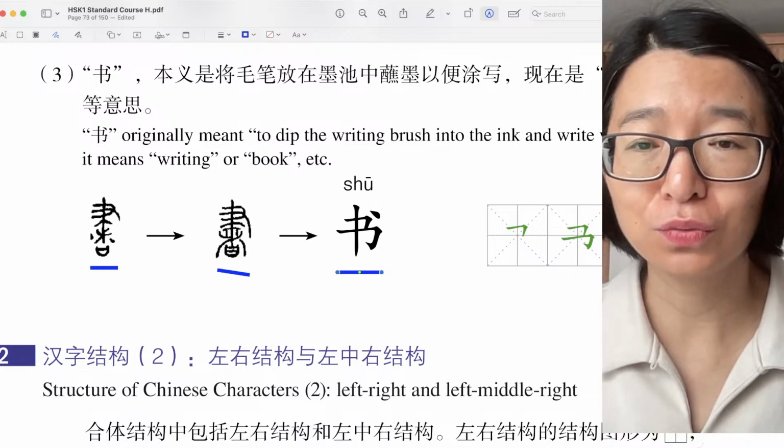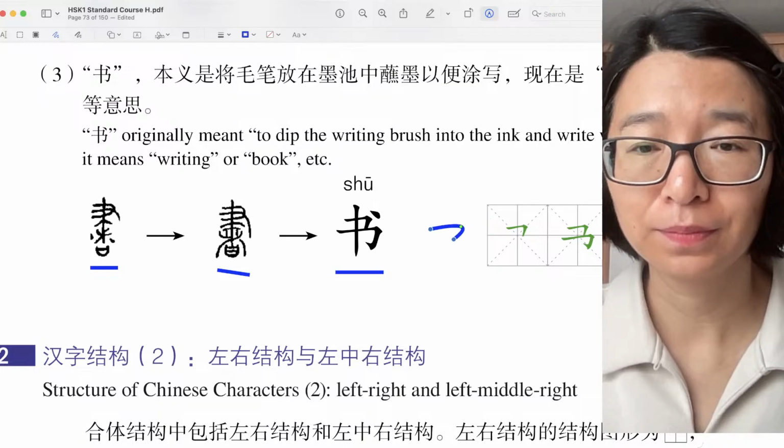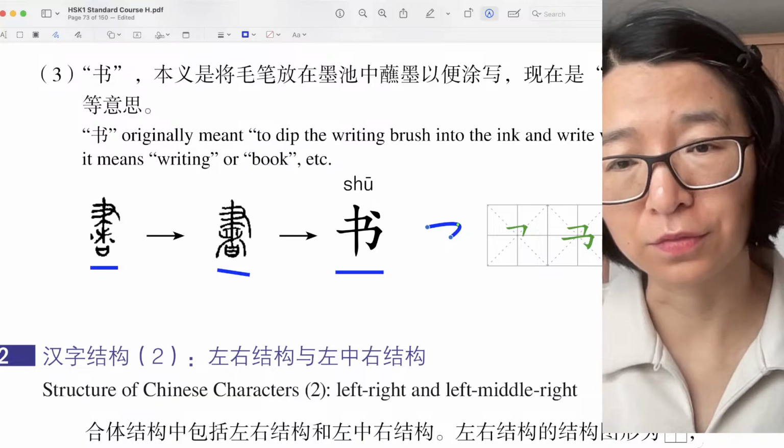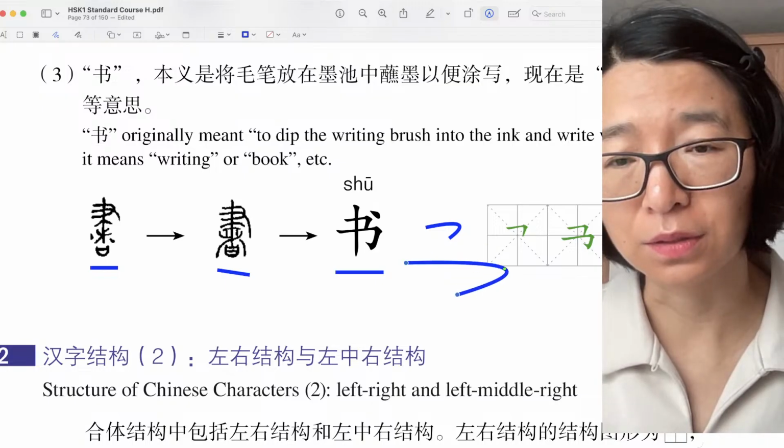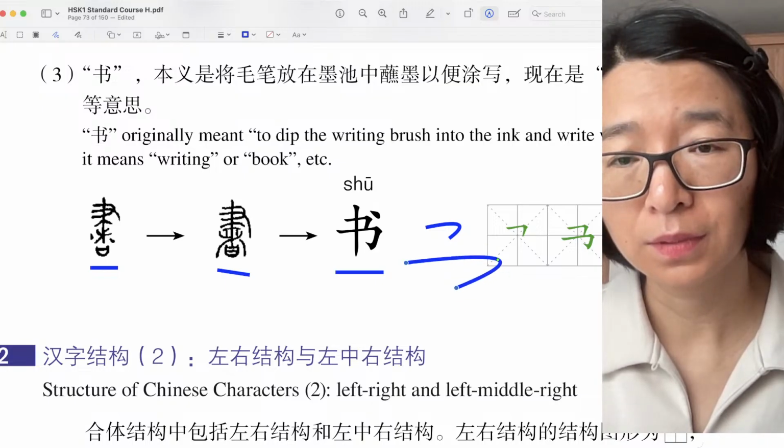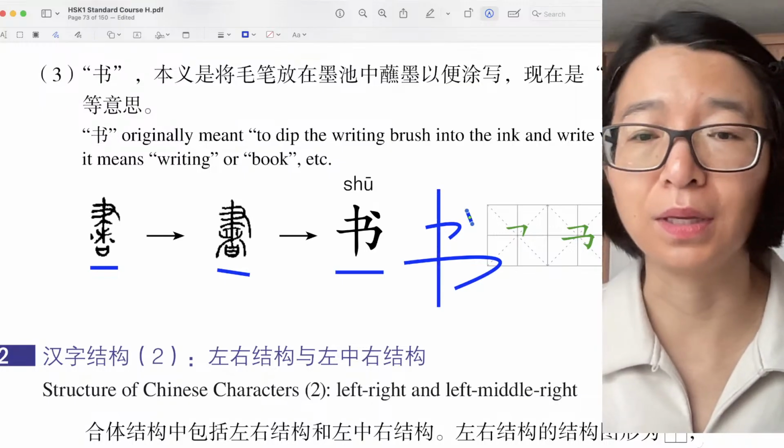Okay, let's write 书 together. 横折. Okay, it's hard for me to write on the screen. Okay, 横折钩. Actually, here is a go, and then 竖, and then a dot, 点.